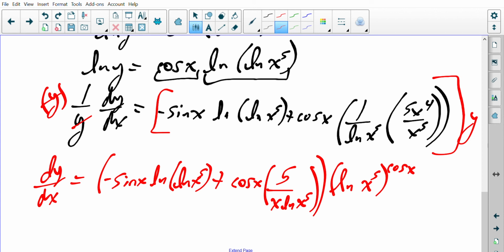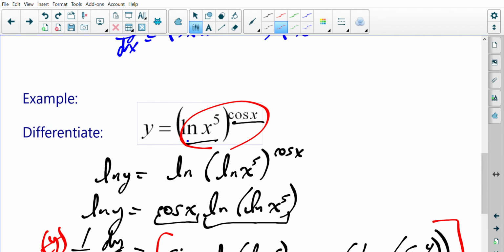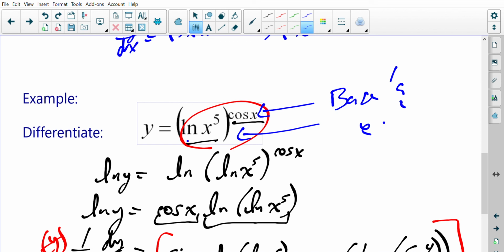All right, so that shows you how to do the process known as logarithmic differentiation. So it's really important in this one that you can pick out when to use this. And the key here is, as I said in the first example, your base and the exponent are both functions.